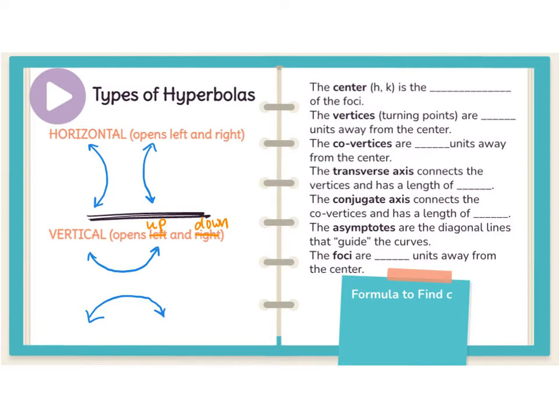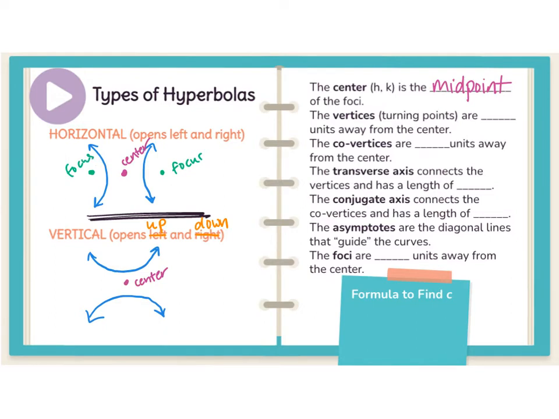HK, the center HK is the midpoint of the foci. So the center of the horizontal would be here, and the center of the vertical would be here. So if the center is the midpoint of the foci, that would put one of the focus points here and the other focus point here.